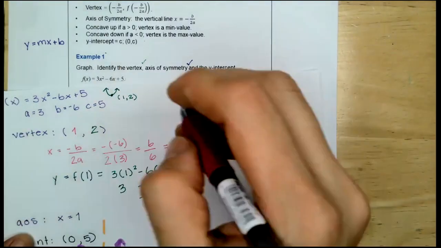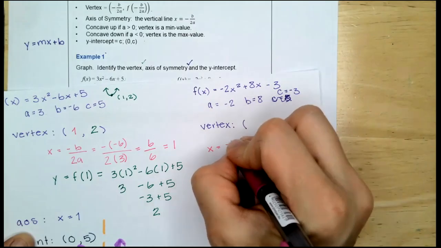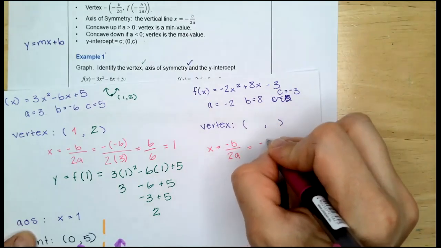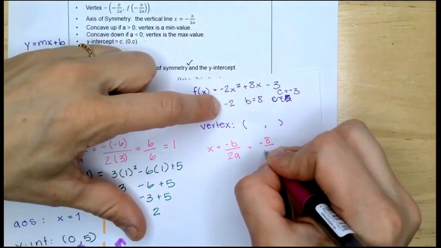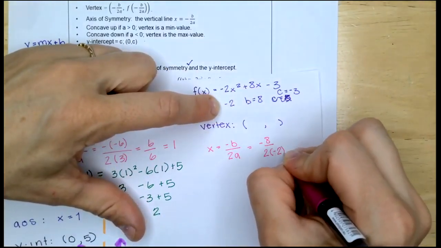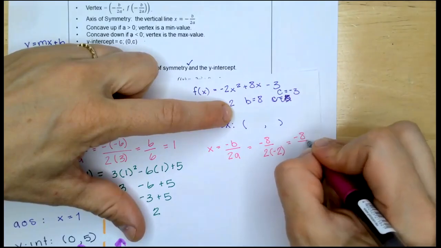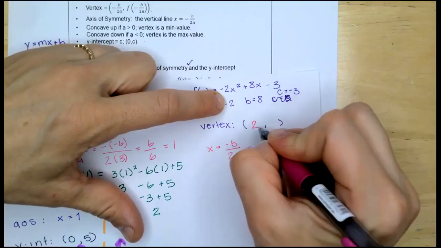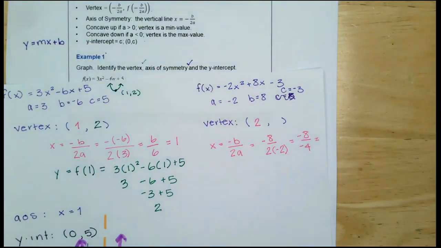Okay, the x value is going to be negative b over 2 times a. That means it's negative 8 over 2 times negative 2, so negative 8 over negative 4. 8 divided by 4 is 2. Ran out of space, but that's a 2, right?